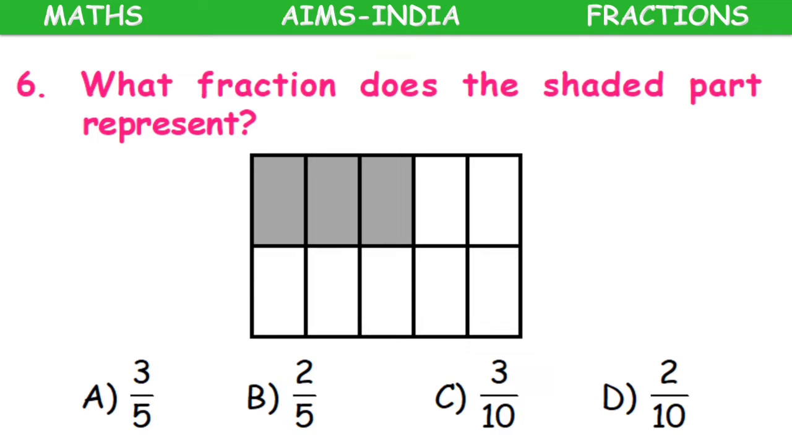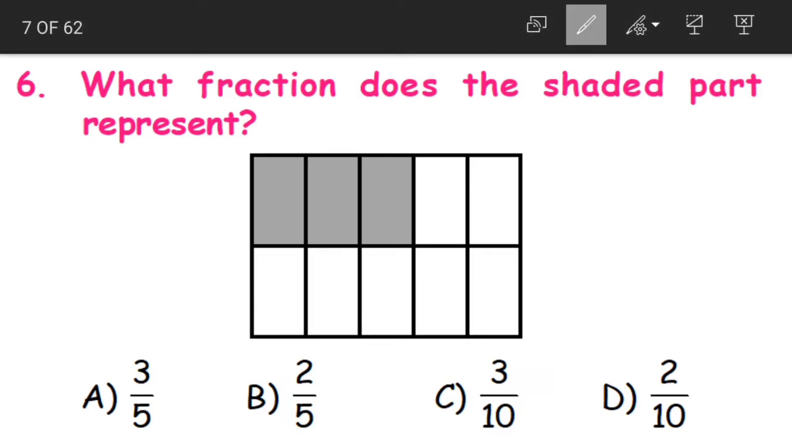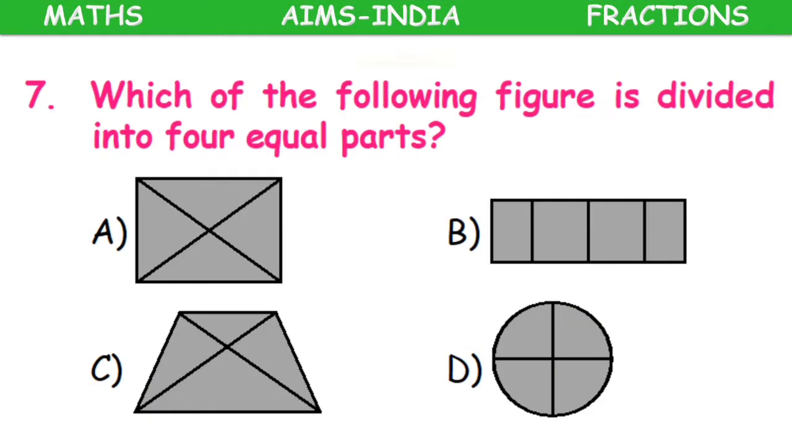Next, what fraction does the shaded part represent? It is very easy. First let us count the shaded parts. 1, 2, 3. Okay, 1, 2, 3 divided by, what are the total number of parts? 3, 4, 5, 6, 7, 8, 9, 10. So option C, 3 by 10 is our fraction.